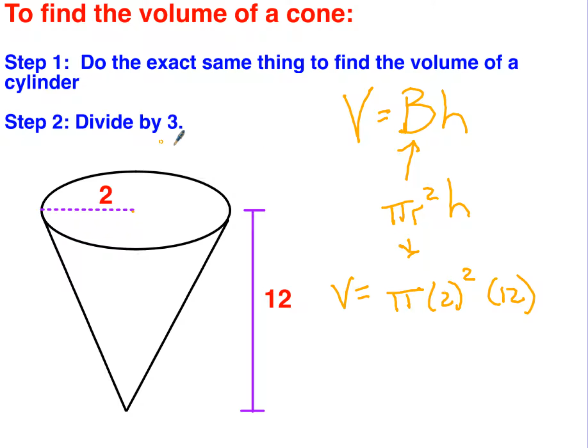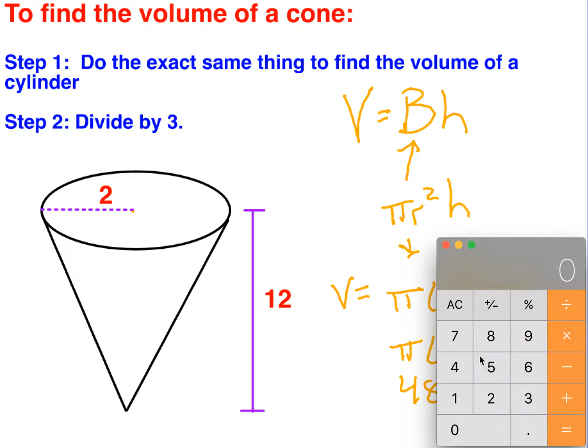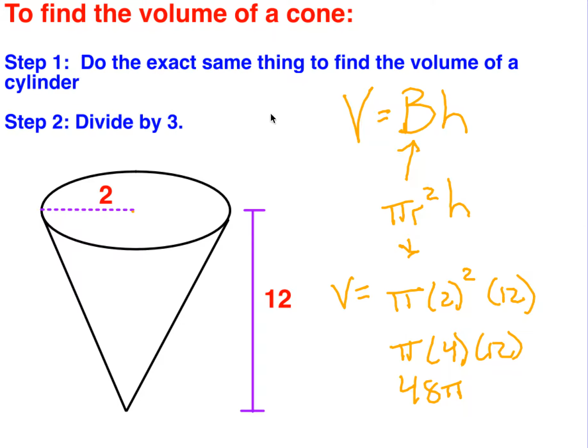Do the exact same thing to find the volume of a cylinder. I square it first, so I've got pi times 4 times 12. I'm going to multiply by pi last. I get 48 pi. Now I can go ahead and multiply 48 times 3.14. Let's do that real quick. 48 times 3.14, and I get 150.72.